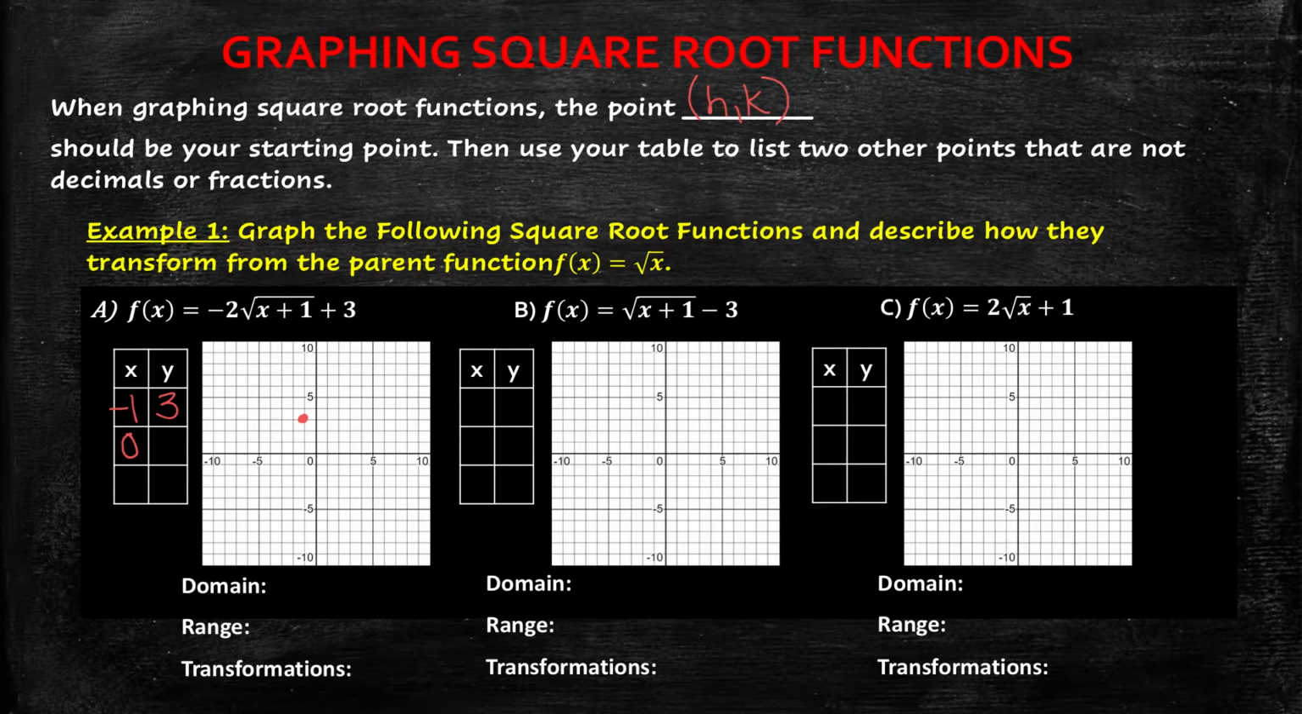If I plug in a 0, that's going to be 0 plus 1, which is 1. Then I would take the square root of 1, which is 1, multiply that by -2, which is -2, and then -2 plus 3 would be 1. So I would also have a point at 0, 1. And hopefully you're recognizing that this is going to open down, which kind of makes sense because we have a negative out front. That means we are going to reflect.